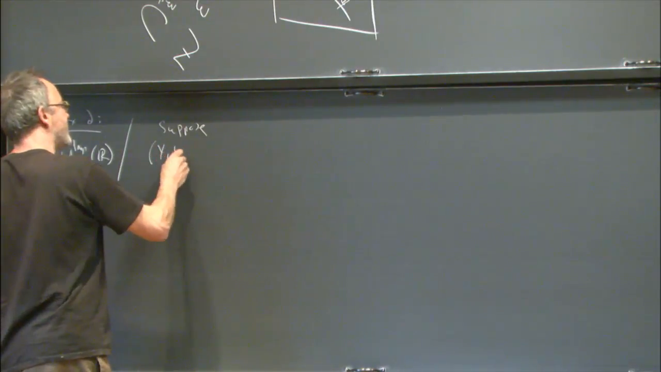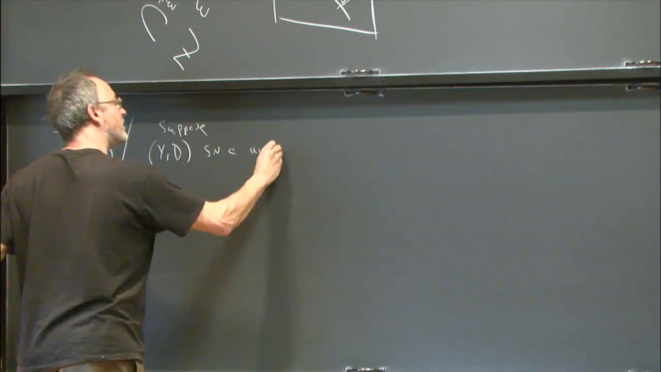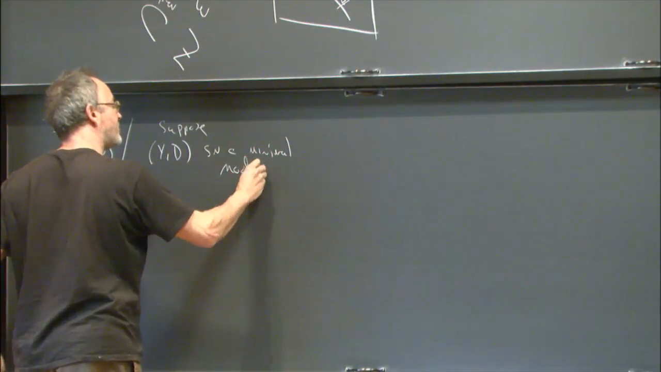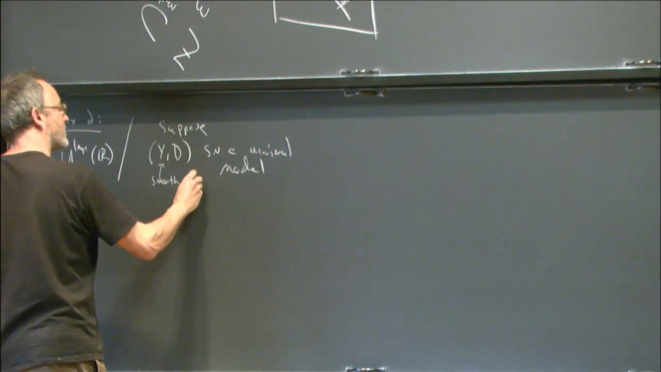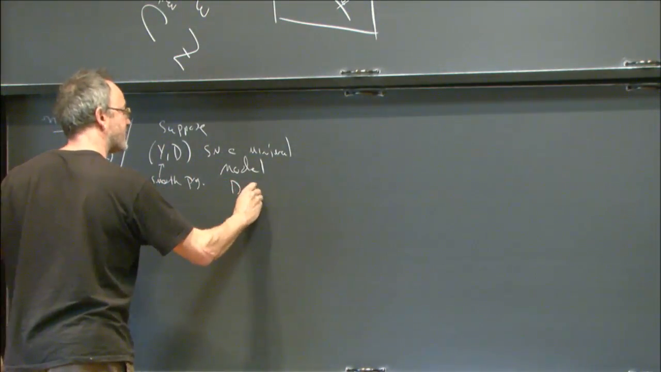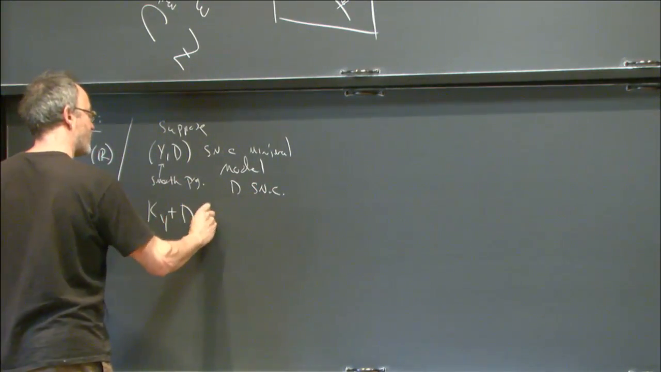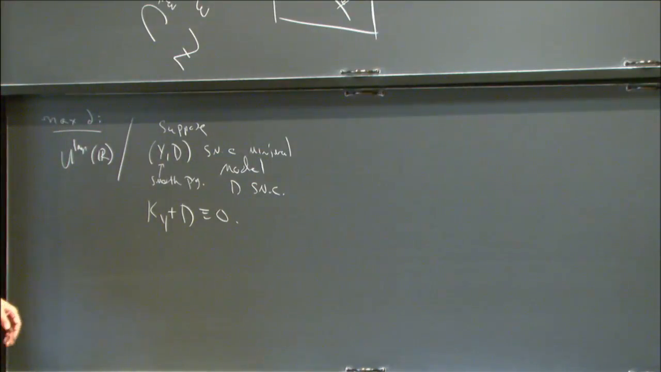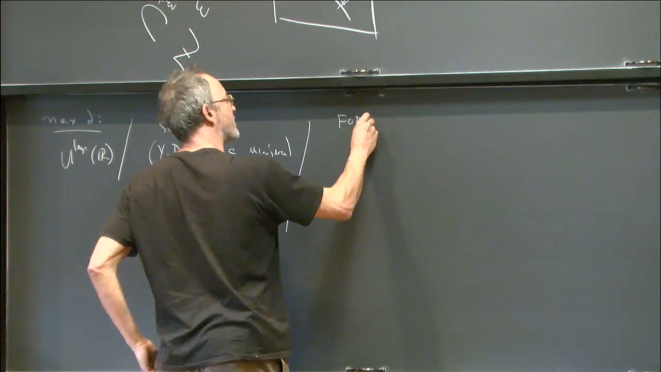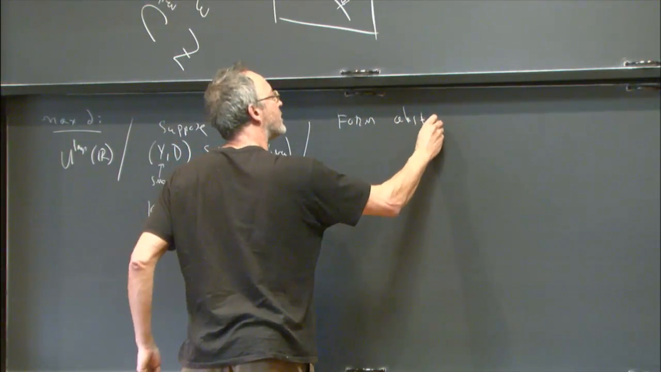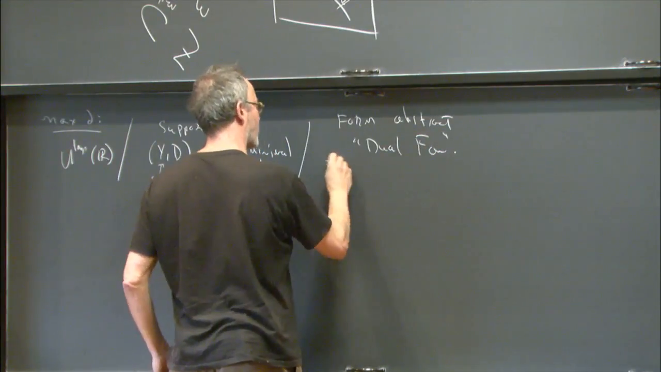Suppose (Y, D) is a simple normal crossing minimal model. So what does that mean again? It means that Y is smooth, projective, D is simple normal crossings, and it's anti-canonical: K_Y plus D is trivial. And then you can form this abstract dual fan, Sigma(Y, D).